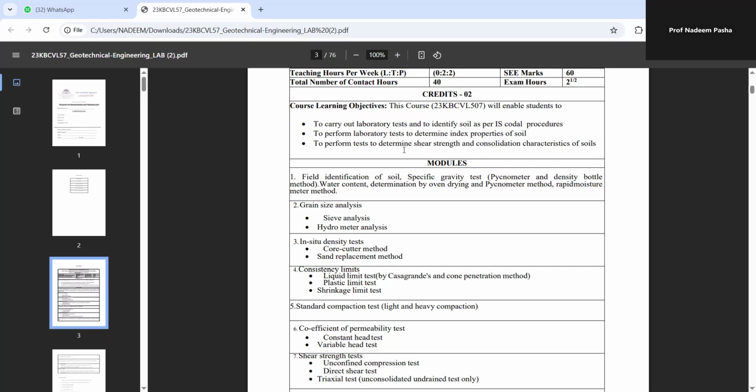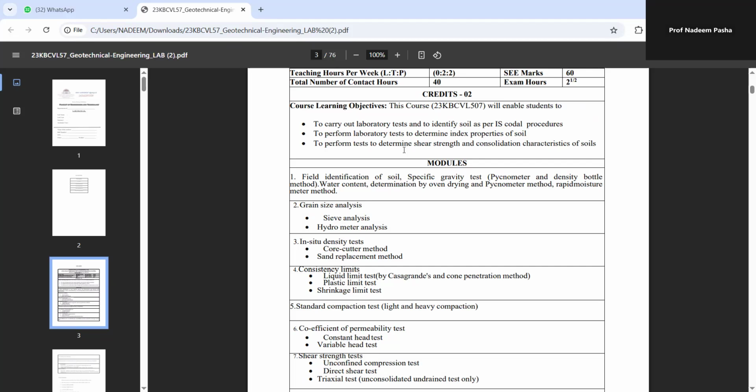So the modules include field identification of soil, specific gravity test, this specific gravity test is again further divided into pycnometer and density bottle method. Next is water content determination by oven drying and pycnometer method, rapid moisture meter method, etc. The grain size analysis, two methods are there, sieve analysis method and hydrometer method. Apart from that, in situ density tests are there. First is core cutter method, next is sand replacement method.